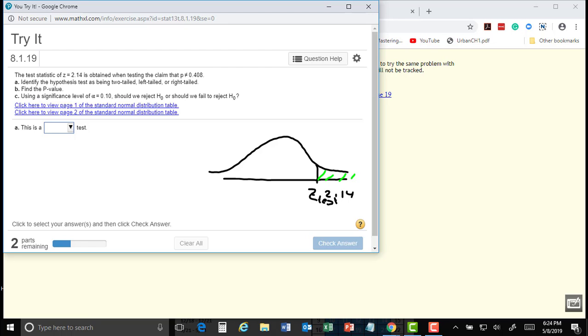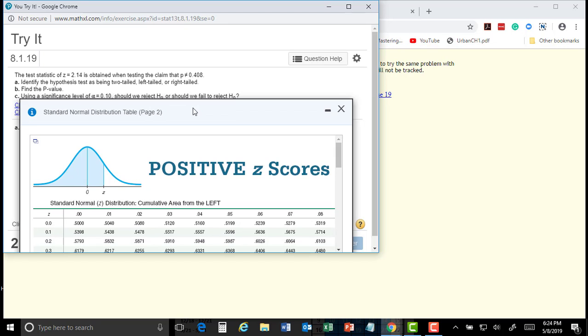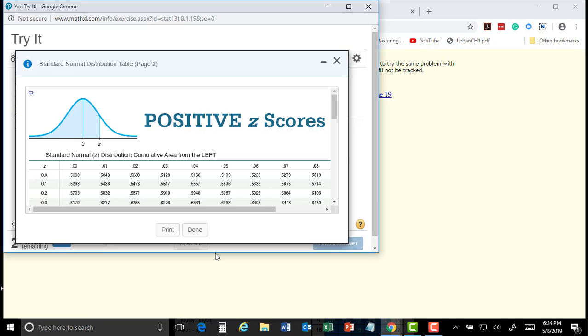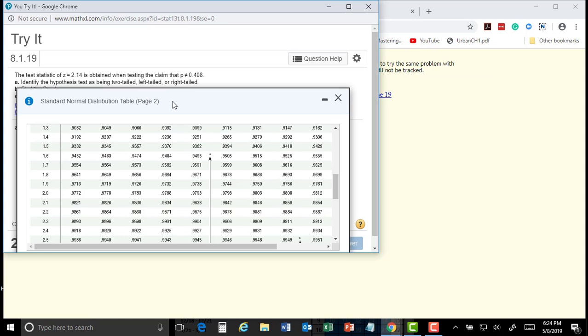So now I'm over here, so I'm going to go here again. Oops. And I'm going to look at 2.1, right? 2.14. So I don't know if it goes that far. I might have got the wrong one, huh? Let me see. No. 2.14. So right here? Okay, right here.